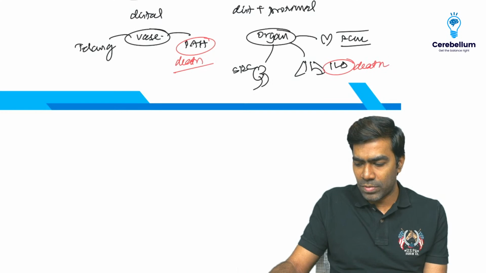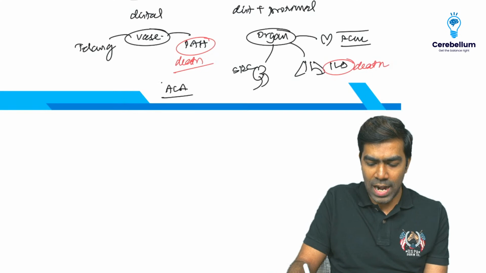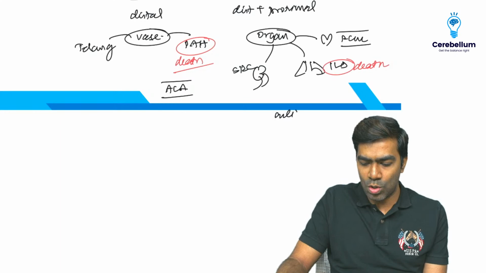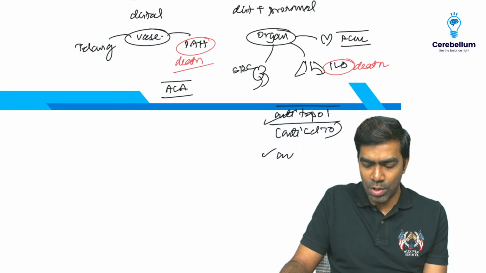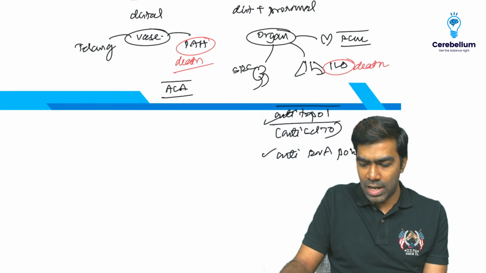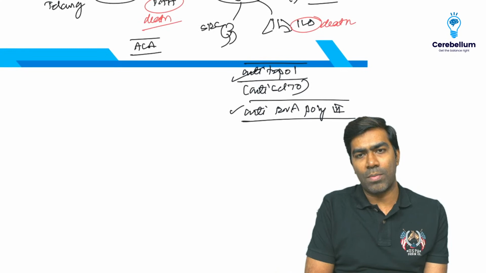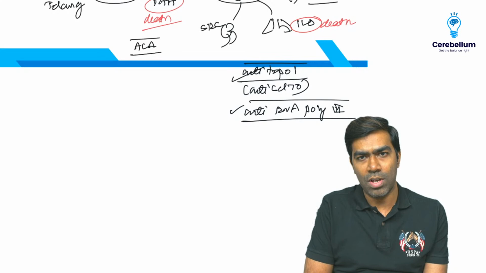And what are the antibodies that are associated? The most important antibody in limited disease is the anti-centromere antibody, otherwise called ACA. In diffuse disease, the most important antibody is the anti-topoisomerase 1 antibody, otherwise called anti-Scl-70 antibody. And there is another antibody that's specific for scleroderma renal crisis, called anti-RNA polymerase 3 antibody. So it's a very specific antibody for the diffuse variety of scleroderma, especially for scleroderma renal crisis.